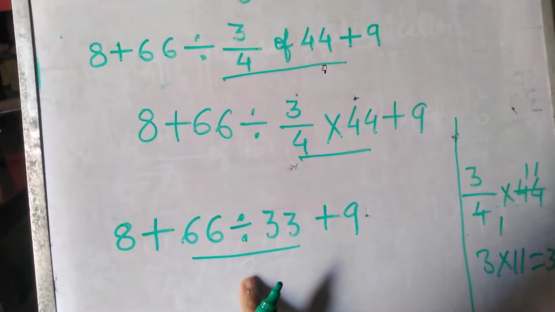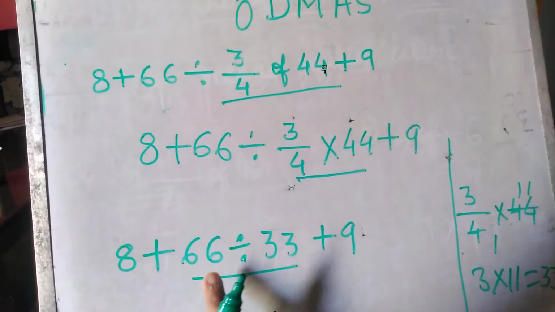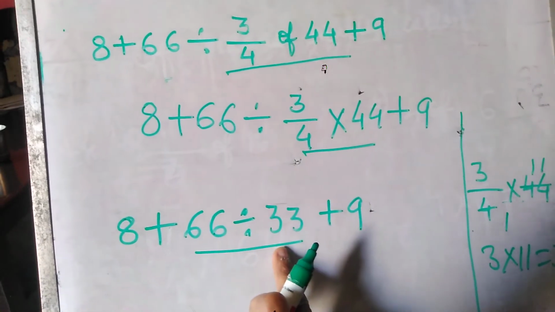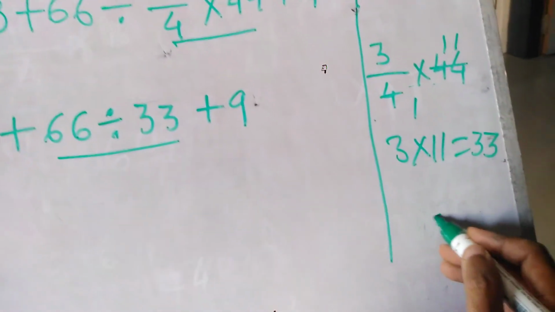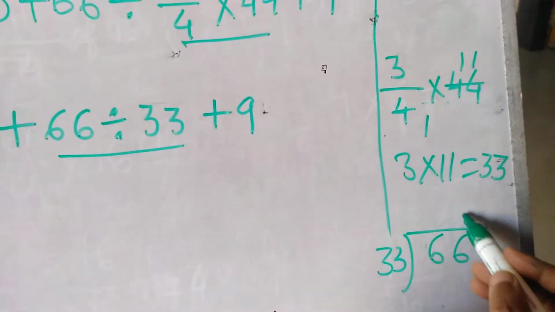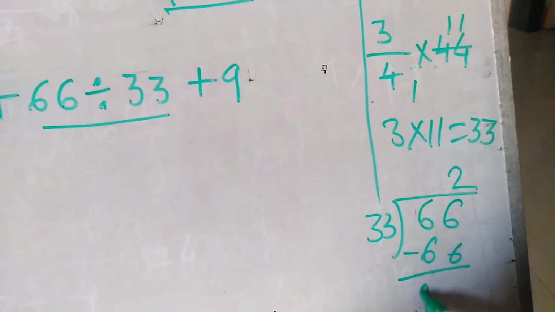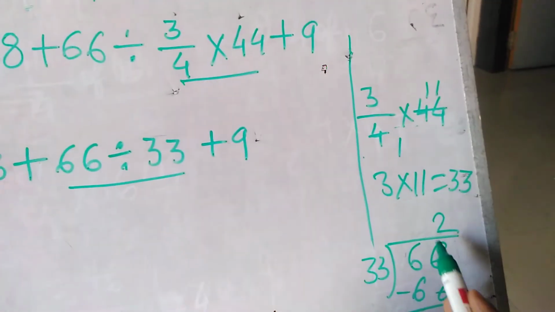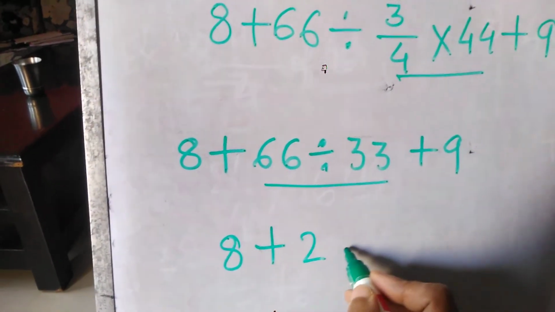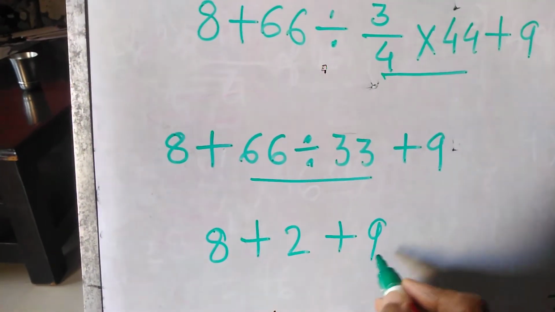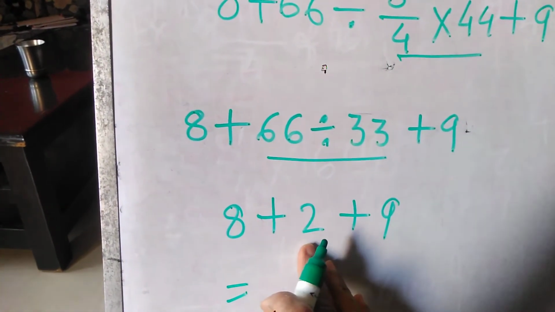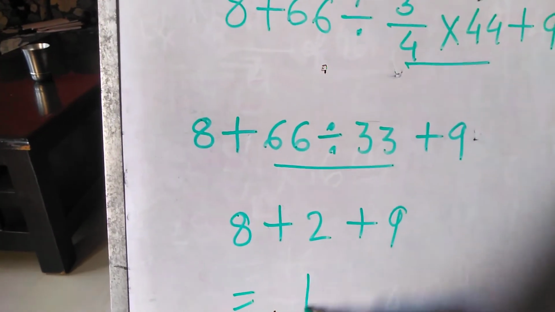Now after of we go for division, and the division sign is between these two numbers. So 66 we will divide by 33. So what will it give in the rough column? The quotient will be 2, because 33 twos are 66. So this number which I have underlined here will be replaced by 2. So here I am writing 8 plus 2 plus 9. Now there is no division sign. All the digits we can add, and what will be the answer? 8 plus 2, 10. 10 plus 9, it gives me 19.